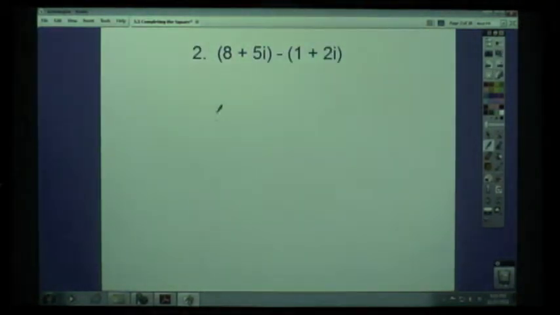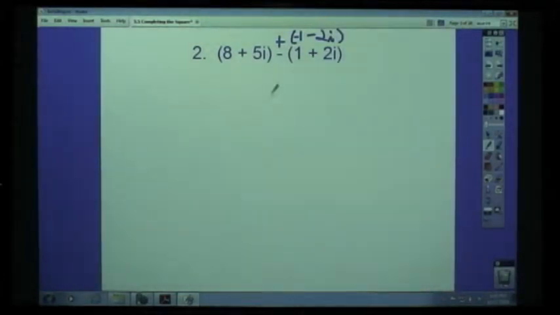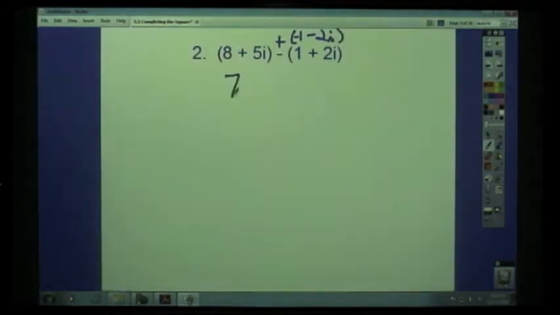Number 2, 8 plus 5i minus 1 plus 2i. Notice this is subtraction. So what you can do is change this to addition and make both of these negative. Or you can just go through and use subtraction as you go from 8 minus 1 to 5i minus 2i. As long as you use subtraction, you'll be okay. It's just collecting like terms. Don't overthink it. So 8 minus 1 is going to be 7. 5i minus 2i, or 5i plus the negative 2i, is going to be 3i. Just collecting like terms.